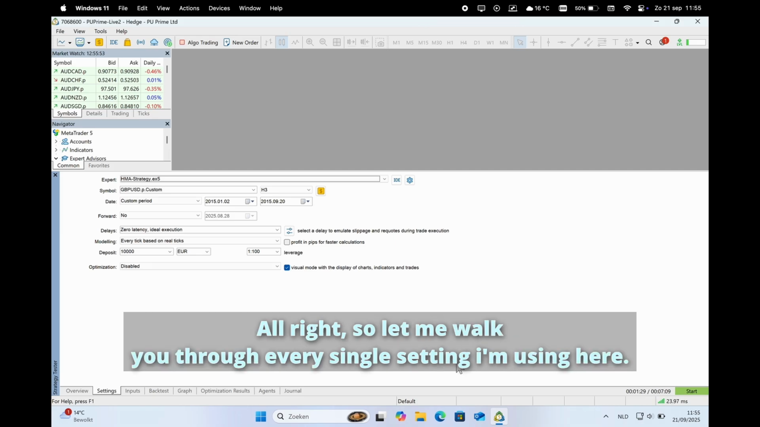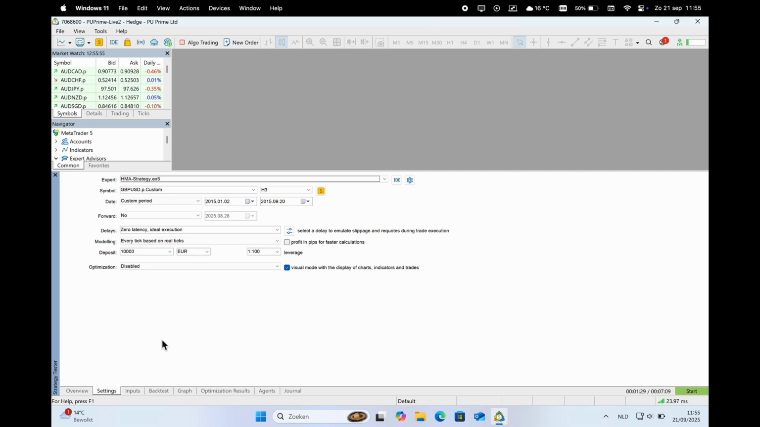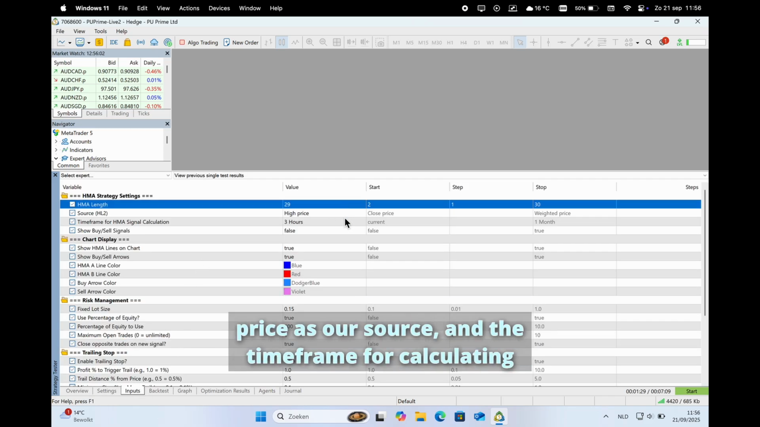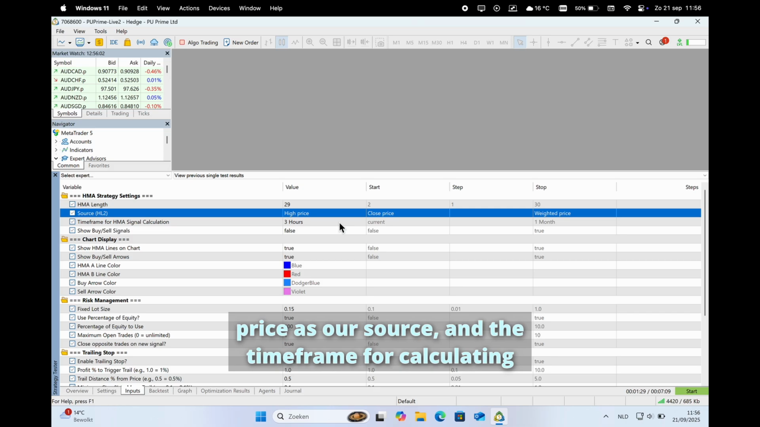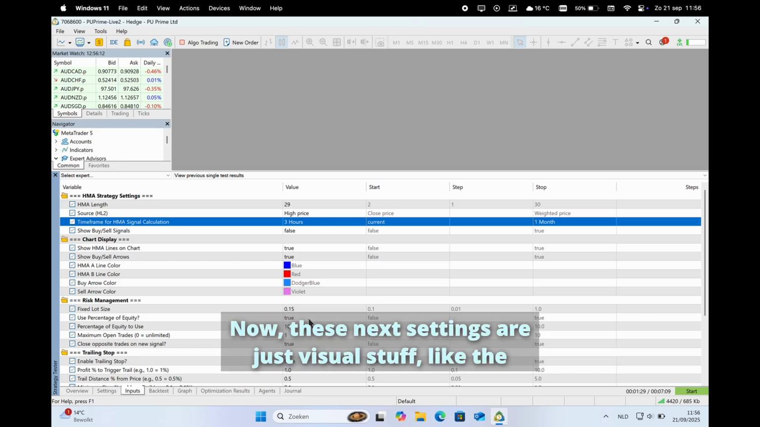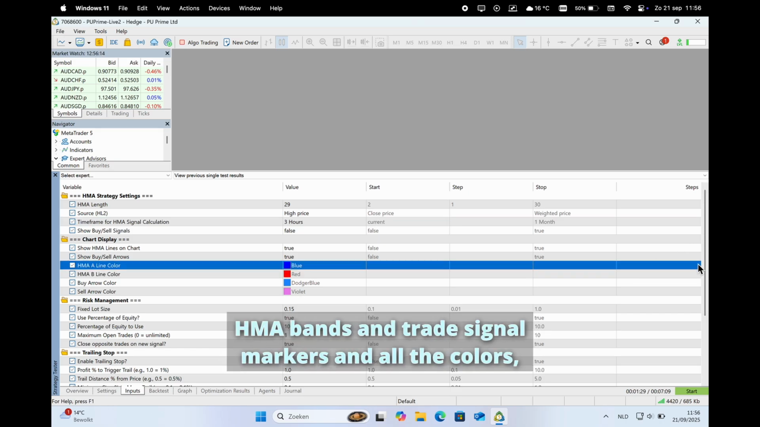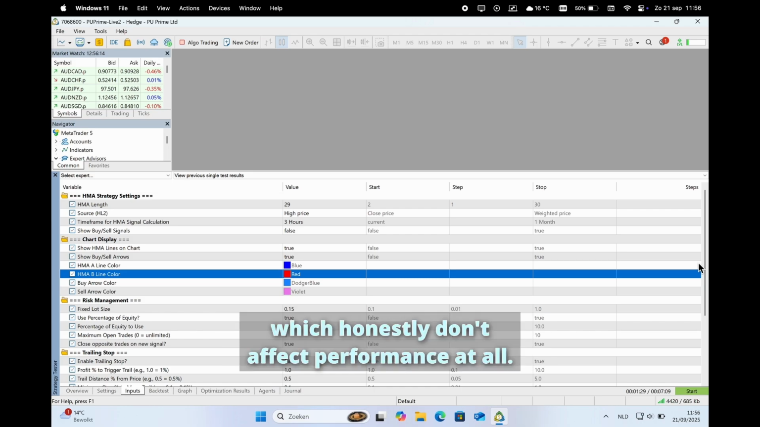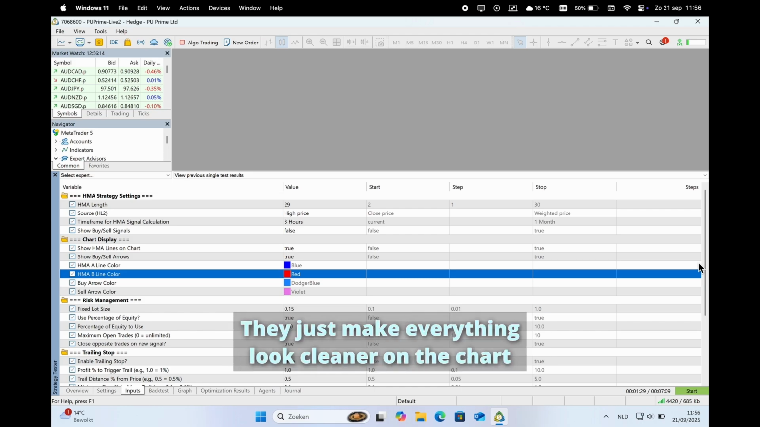Alright, so let me walk you through every single setting I'm using here. The HMA length is set to 29 and we're using the high price as our source, and the time frame for calculating our trade signals is also set to 3 hours, so everything stays consistent. Now, these next settings are just visual stuff like the HMA bands and trade signal markers and all the colors, which honestly don't affect performance at all. They just make everything look cleaner on the chart.